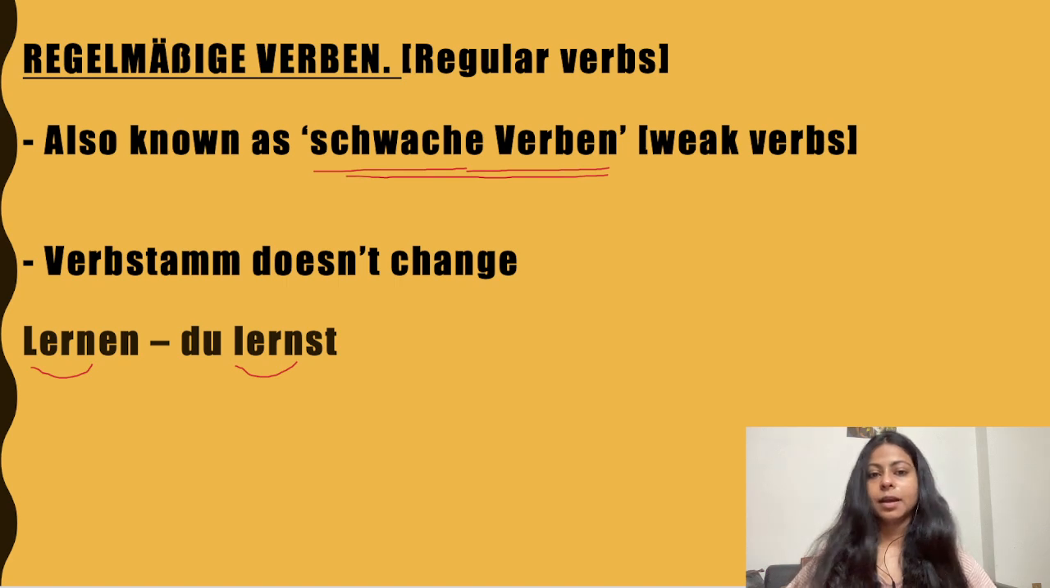So in learning, the verb is lernen, and if we see the conjugation with the personal pronoun du, it is lernst. Hence, the verb stem is as it is, and it is not changing. So we just have to add the ending according to the subject. With du, the ending is st. In this case, du is the subject and the conjugated verb will be lernst. Hence, you have to remember that in regular verbs, the verb stem doesn't change.